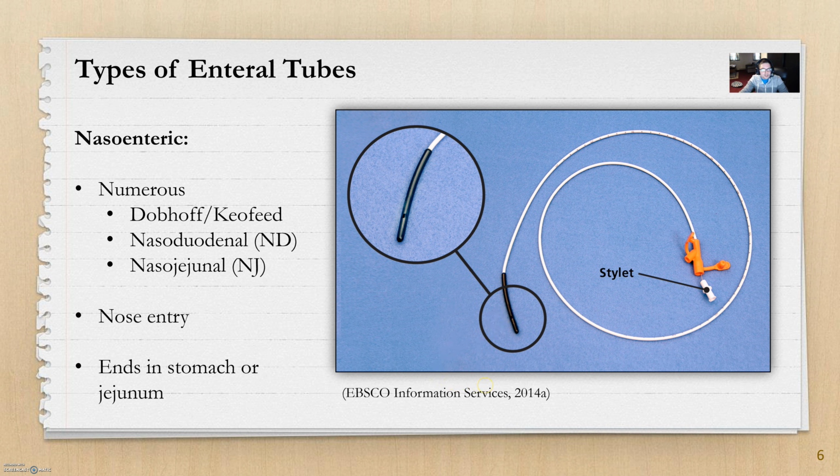And then there's also the nasoduodenal enteral tube, and this is simply a tube that goes down your nare, but it ends in your duodenum rather than the stomach. And then the nasojejunal, same principle, except it goes all the way down to your jejunum rather than your duodenum. So once again, these are all nasal entry, and they end in the stomach, or usually the jejunum, but once in a while you get a nasoduodenal that ends in the duodenum.